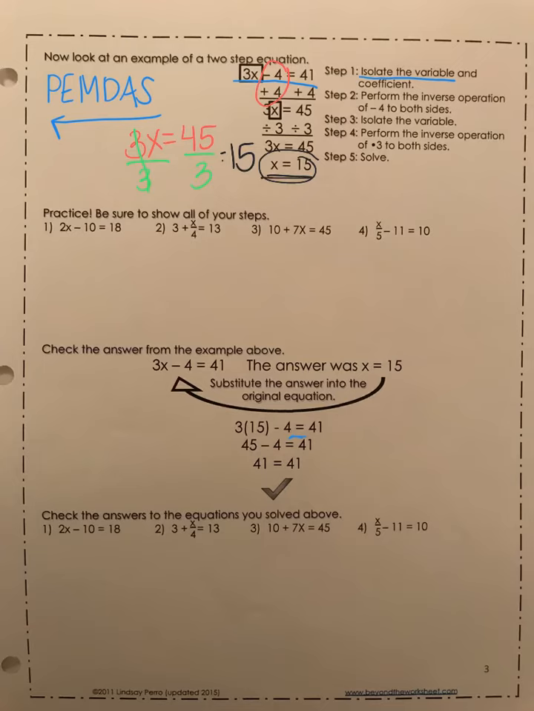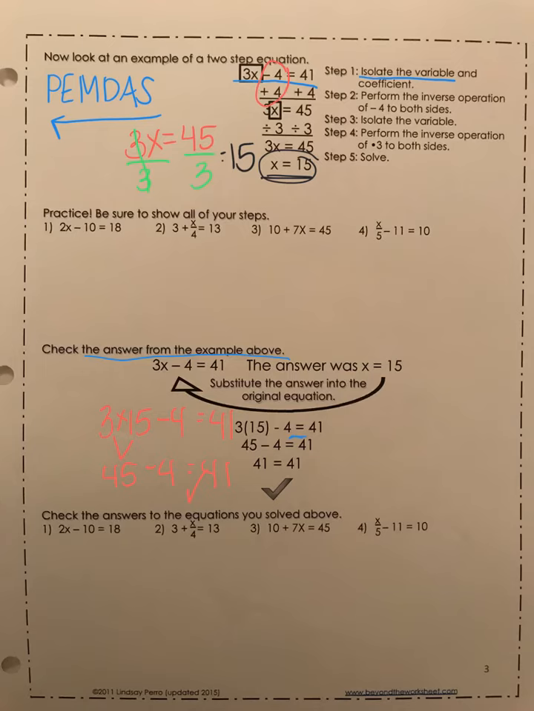Again, I can take it down below and I can check my answers using substitution. So I can see, is it true that 3 times 15 minus 4 equals 41? So I solve using order of operations. 3 times 15 equals 45. 45 minus 4 equals 41. Therefore, I know that I have solved the problem correctly.